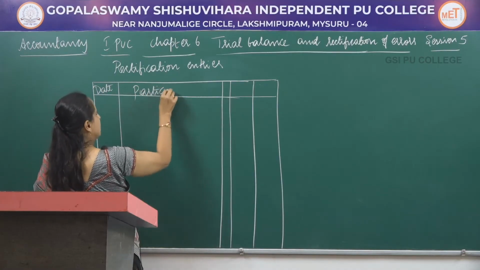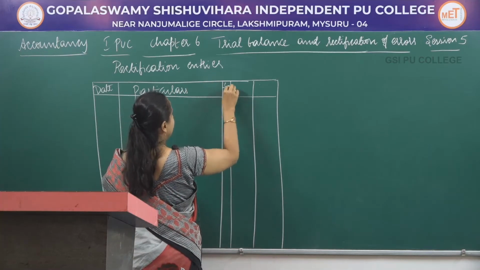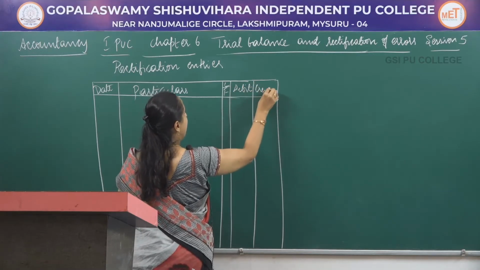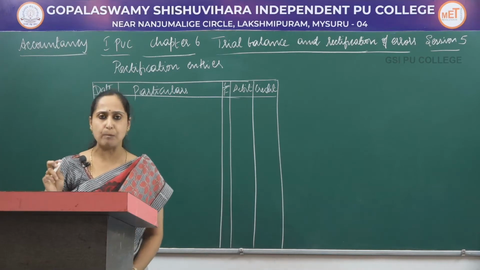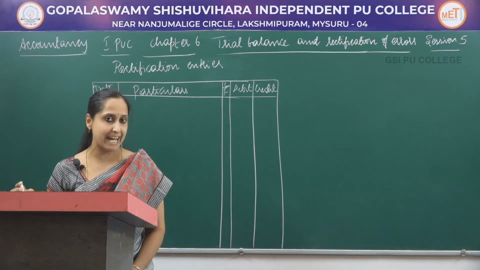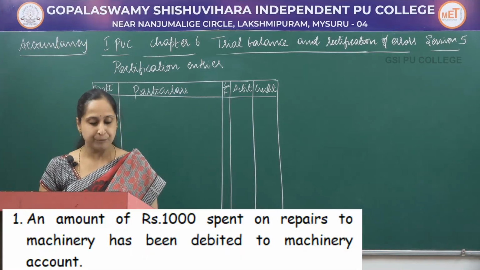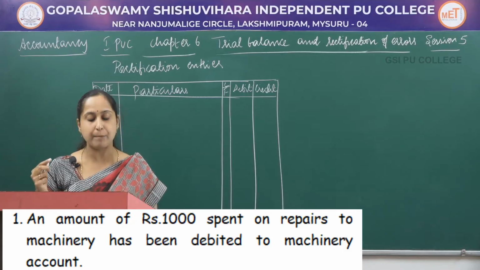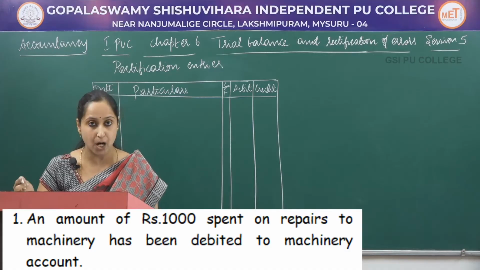Date, particulars, ledger folio, debit and credit. Now let us try to analyze this problem. In this problem they have not given any date. So let us write the number of the transaction. First one is an amount of rupees 1000 spent on repairs to machinery has been debited to machinery account.